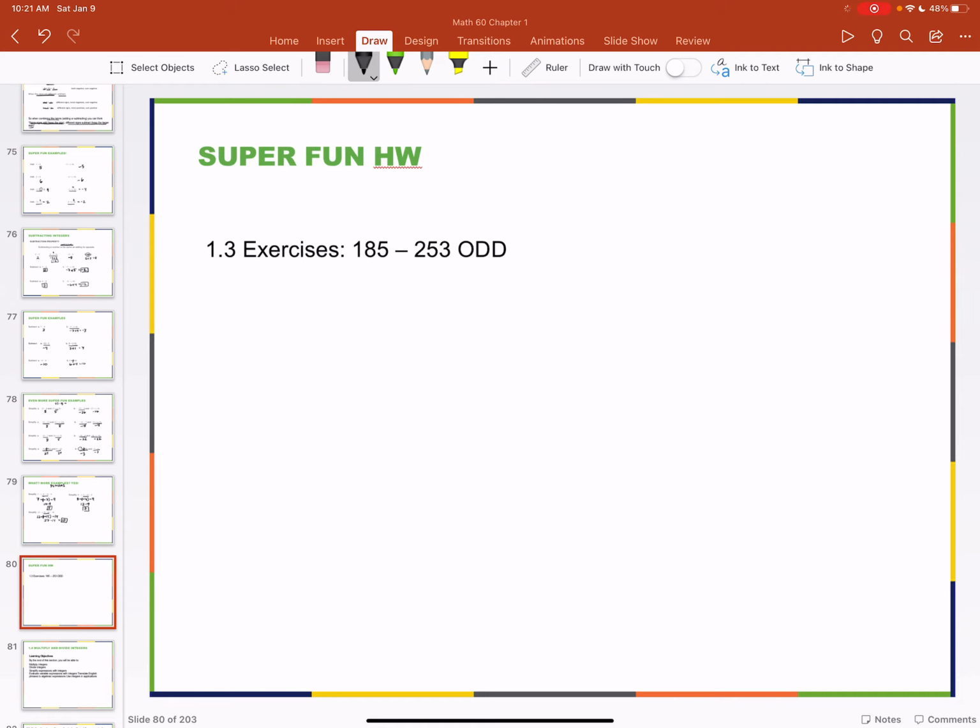Alrighty, so this was a short one. So that's it for 1.3, you did it. Do 185 to 253 odd. If you don't have enough time, because I know we're going to be doing Newton also, go ahead and do every other odd. That's fine. Okay, so that's it. Good luck. Practice until you get it, and then I will see you in the next video.